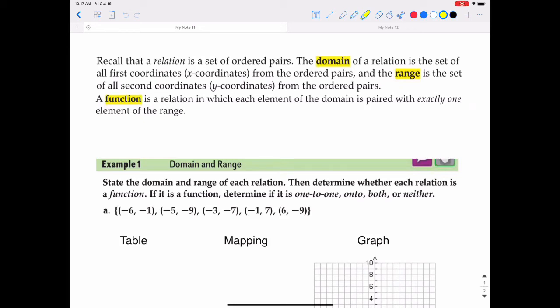Earlier this year, we talked about domains, ranges, functions. So the first part of this lesson is going to be a mostly review. Recall that a relation is a set of ordered pairs. The domain of a relation is the set of all first coordinates, in other words, the x-coordinates from the ordered pairs, and the range is the set of all second coordinates, in other words, the y-coordinates from the ordered pairs. A function is a relation in which each element of the domain is paired with exactly one element of the range. So recall that there are actually several different ways to describe a relation.